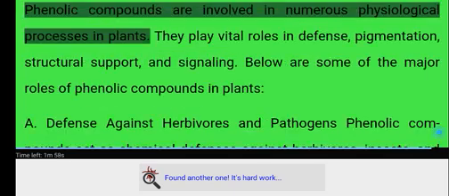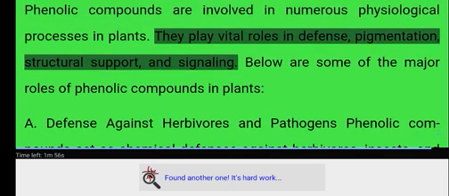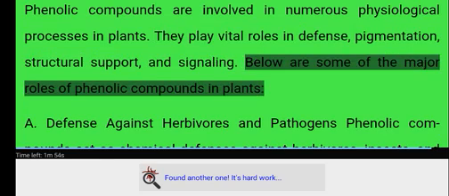2. Roles of phenols in plants. Phenolic compounds are involved in numerous physiological processes in plants. They play vital roles in defense, pigmentation, structural support, and signaling. Below are some of the major roles of phenolic compounds in plants.